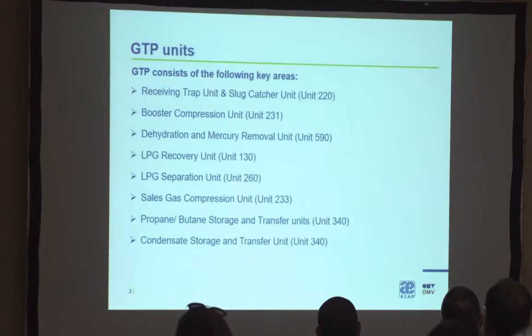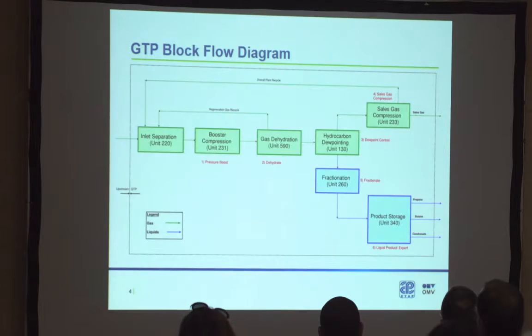So GTP consists of the following areas. We have pig traps, slug catcher, booster compressor, dehydration and mercury removal unit, LPG recovery unit, separation of the LPG, sales gas compressor, propane and butane storage, condensate storage.